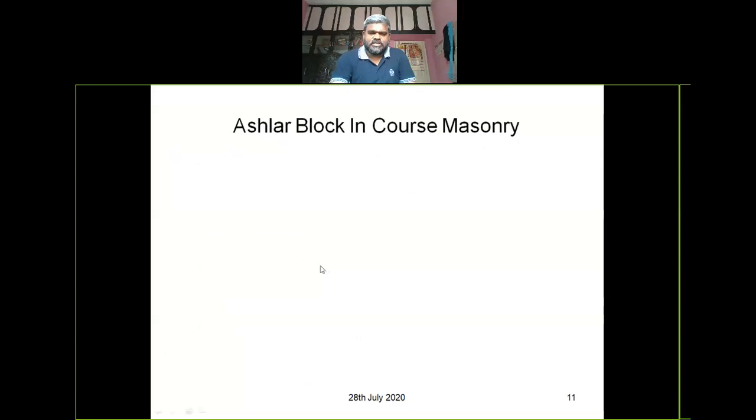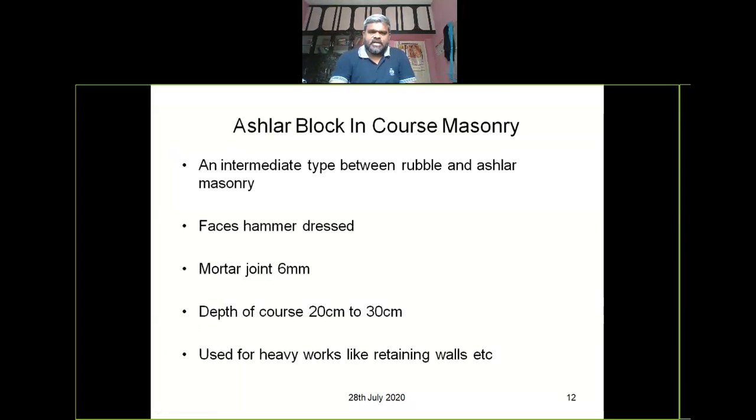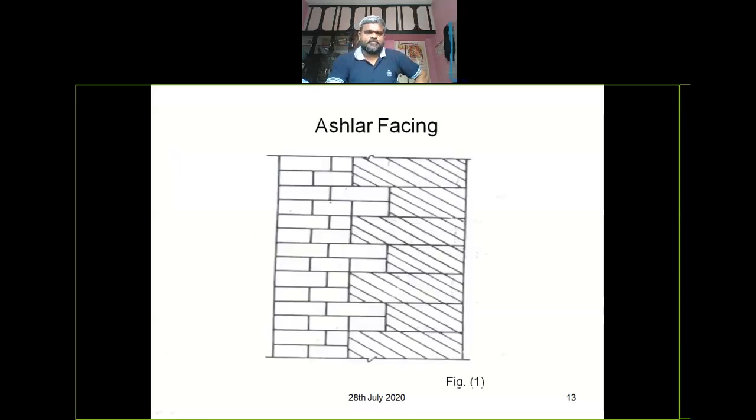Large projections are removed by hammers. Ashlar block in course masonry is an intermediate type between rubble and ashlar masonry, with hammer-dressed faces. Mortar joint is 6 mm and depth of course is 20 centimeters to 30 centimeters. It is used for heavy works like retaining walls, etc.